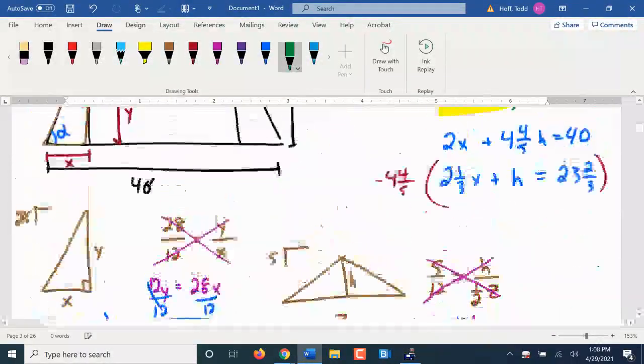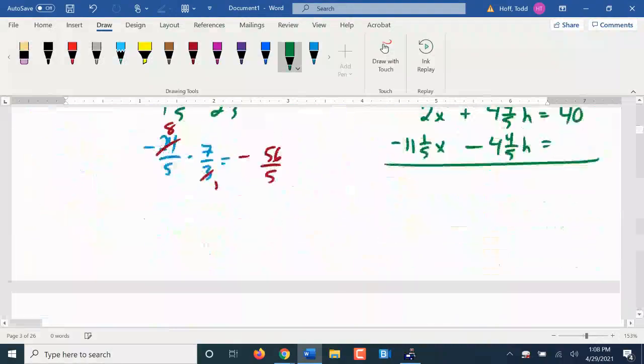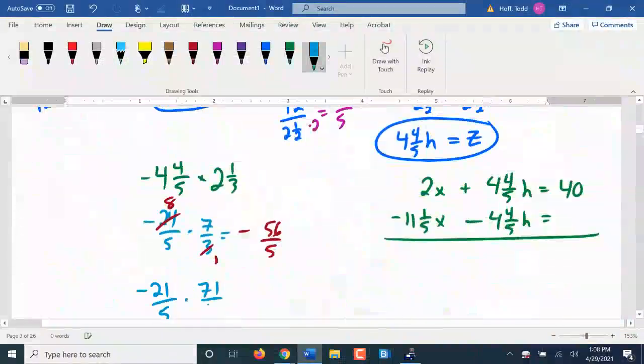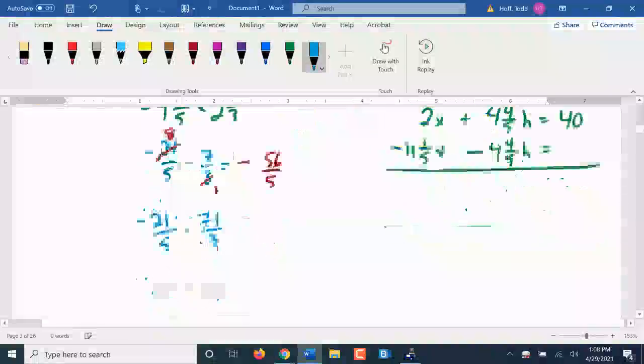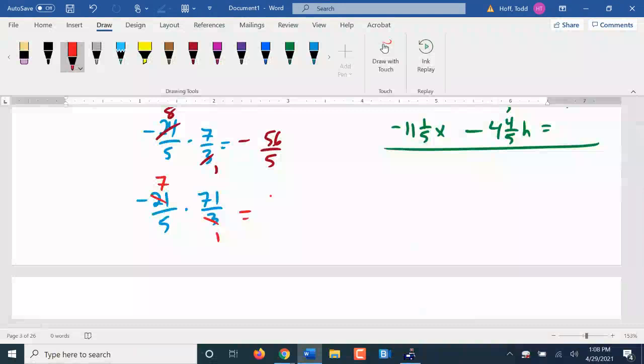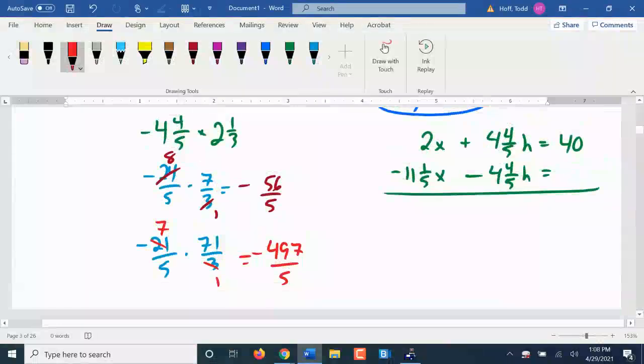And then we also have to do the 23 2/3 times the negative 4 4/5. That's a negative 24/5 times 23 2/3, which is 71/3. Once again, the 24 and the 3 can cross cancel, giving me 1 and 8. 8 times 71 is 568, over 5, and that's a negative. Well, that is a negative 113 3/5.